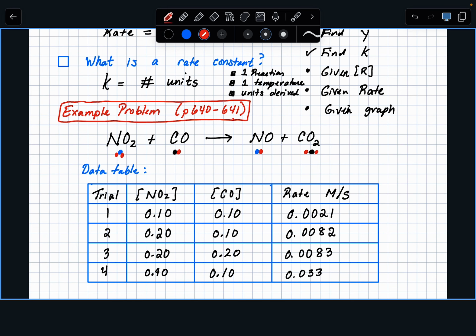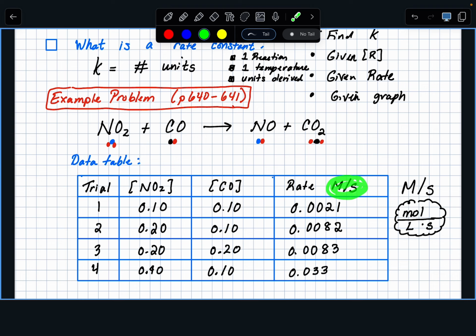That's the rate of change, so it is a derivative. That's the rate of change, and that's how much was created in that time frame, in this case seconds. Be careful. The units are typically molarity per second, but they don't have to be.